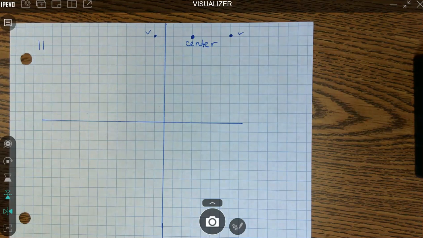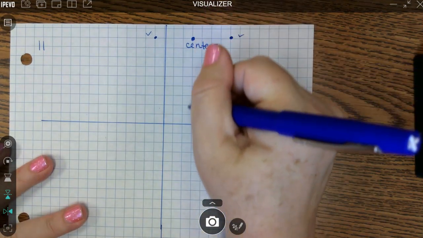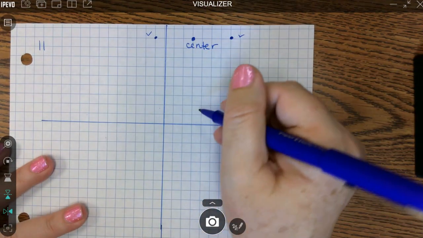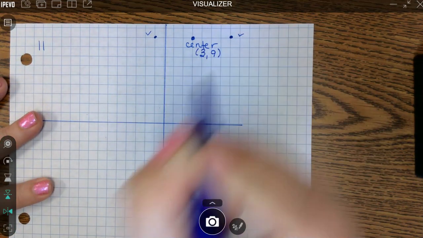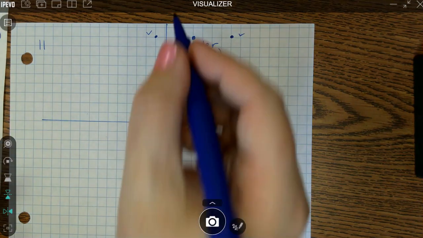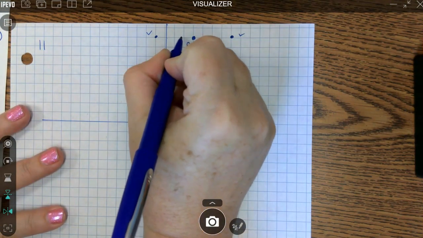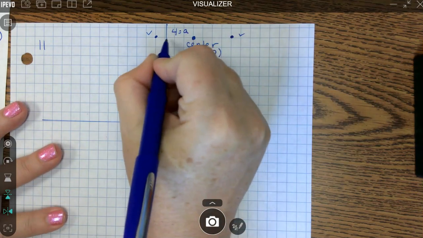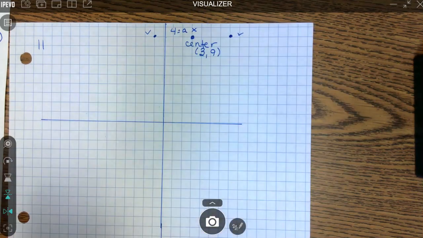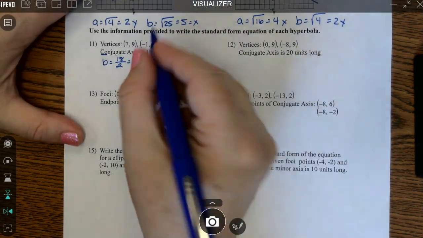And that center is 3, 9. And we said how many is this? 1, 2, 3, 4. So we know this is 4 and it's a. And notice that going left to right is x. We're going to write us an equation.